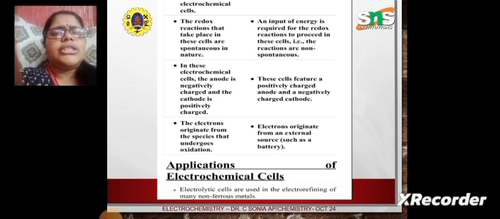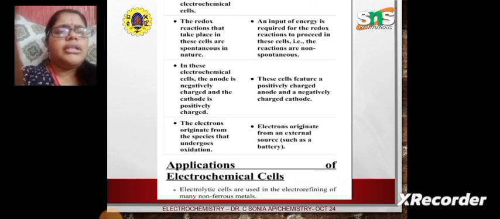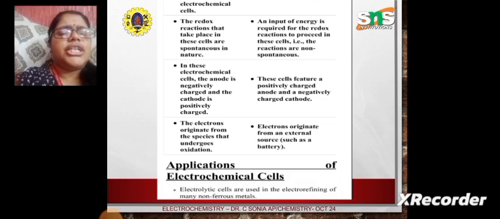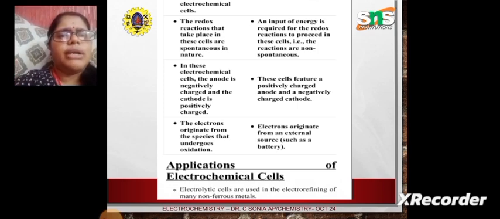In the galvanic cell, the redox reaction that takes place is spontaneous in nature, and in the electrolytic cell, an input of energy is required for the redox reaction to proceed. That is, the reactions are not spontaneous. So what is spontaneous? The reaction will take place by itself. Non-spontaneous means it should be initiated. The reaction should be initiated to take place.